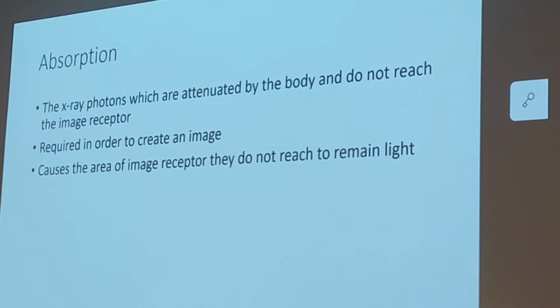Attenuation is both absorption and scatter. Anything that reduces the number of X-rays being transmitted is attenuation. So absorption and scatter are both attenuation. So just be careful. The words are very similar. They can often be used in the same scenarios, but there are differences that you need to watch out for. So you can't use absorption and attenuation interchangeably, right? Because they don't mean exactly the same thing.